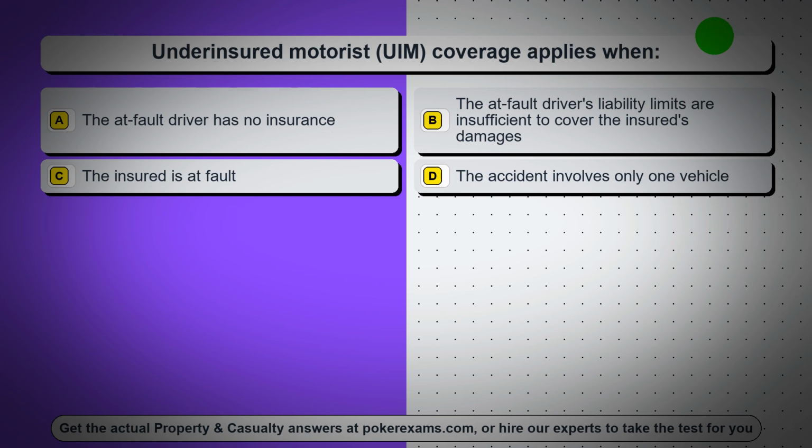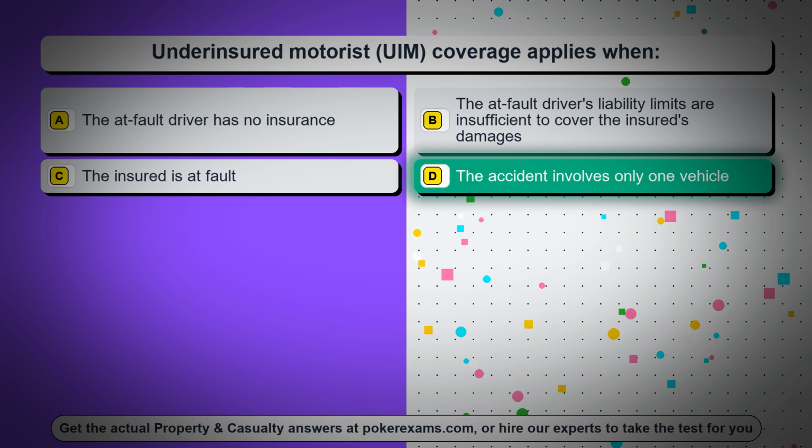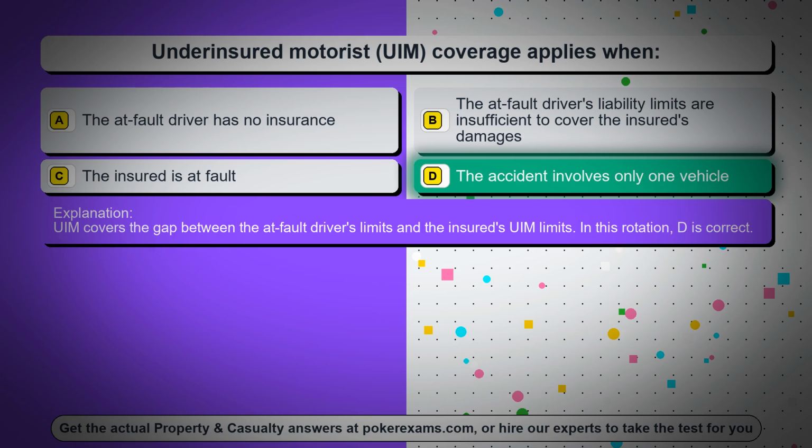Question 67. Underinsured motorist, UIM, coverage applies when: Option A, the at-fault driver has no insurance. Option B, the at-fault driver's liability limits are insufficient to cover the insured's damages. Option C, the insured is at fault. Option D, the accident involves only one vehicle. The correct answer is option D, the accident involves only one vehicle. UIM covers the gap between the at-fault driver's limits and the insured's UIM limits. In this rotation, D is correct.